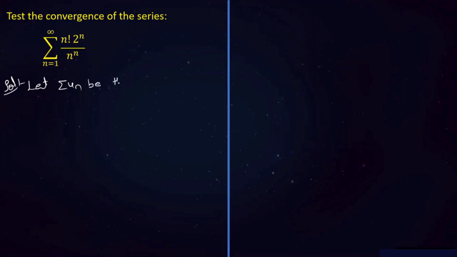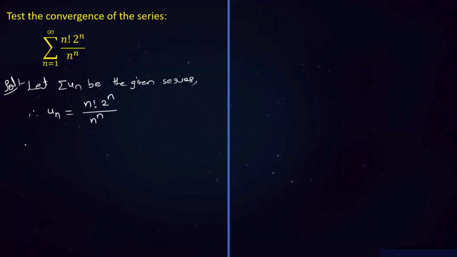Let summation un be the given series. If this is summation un, easily you can expect, therefore, un is equal to whatever the nth term you are given here. As you can see here, it is n factorial divided by 2 to the power of n divided by n to the power of n. Since you have the terms, we can proceed by ratio test.